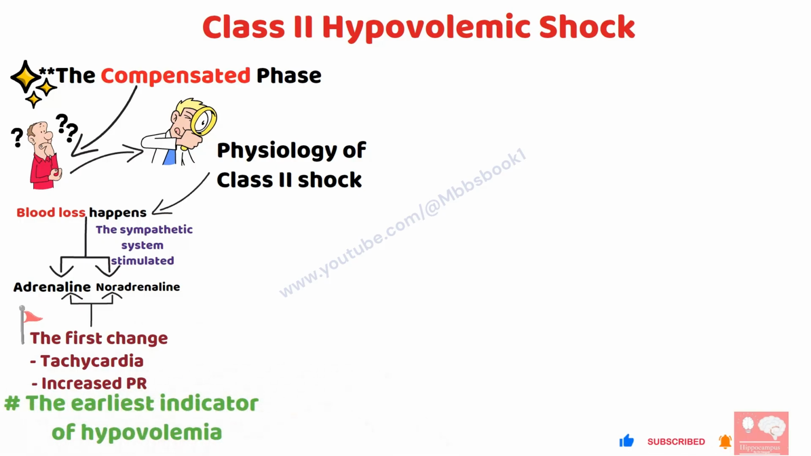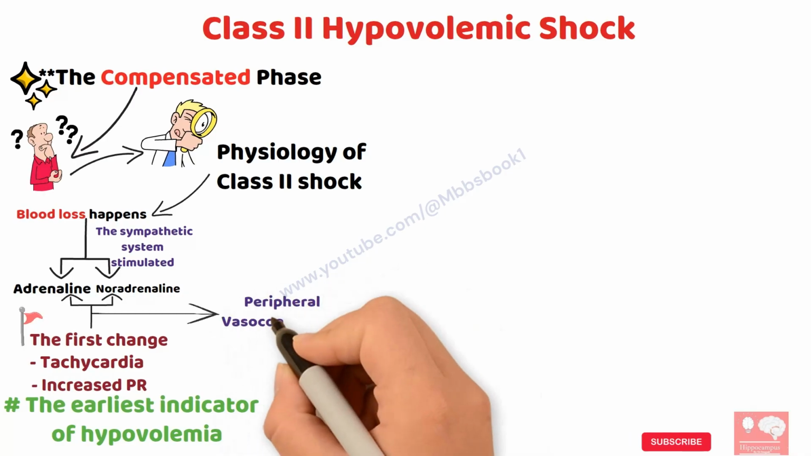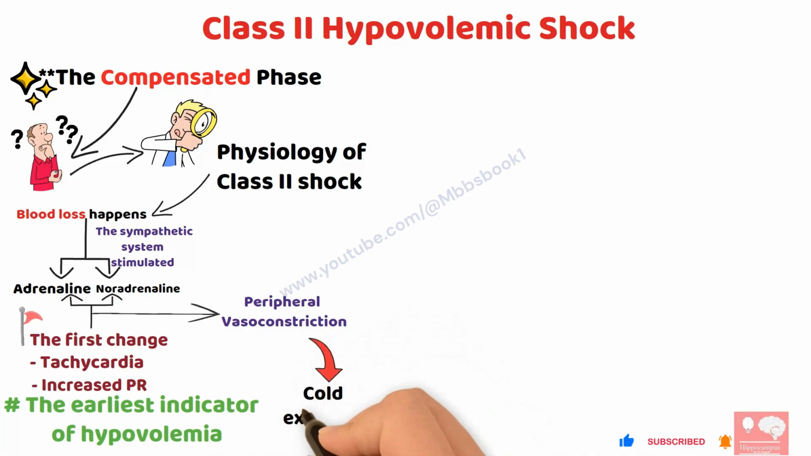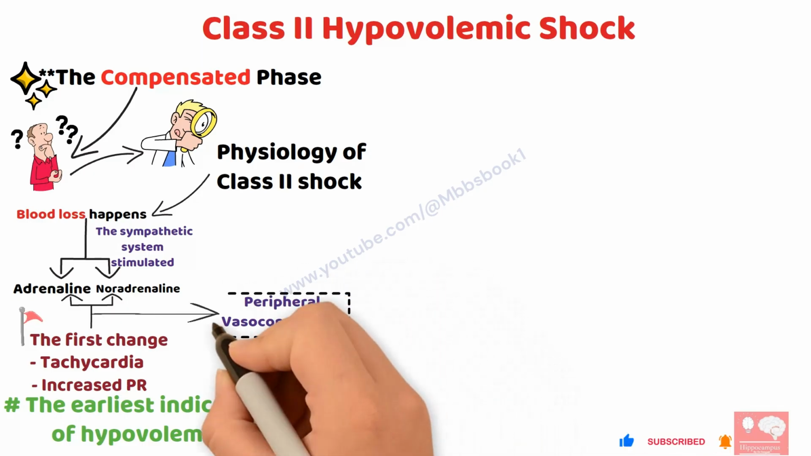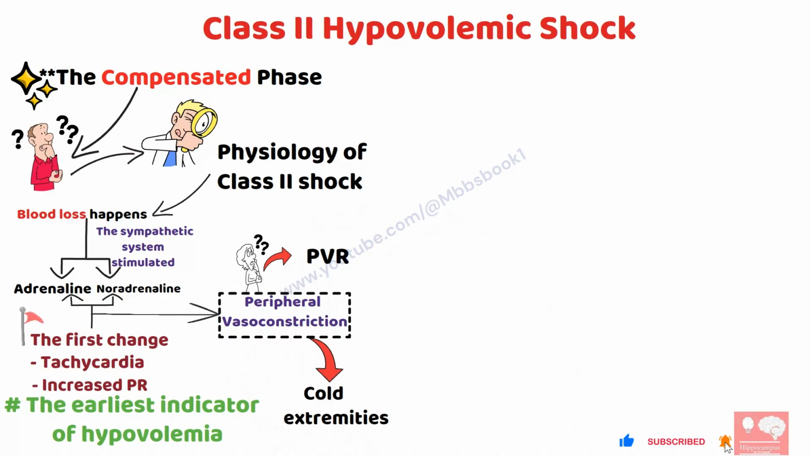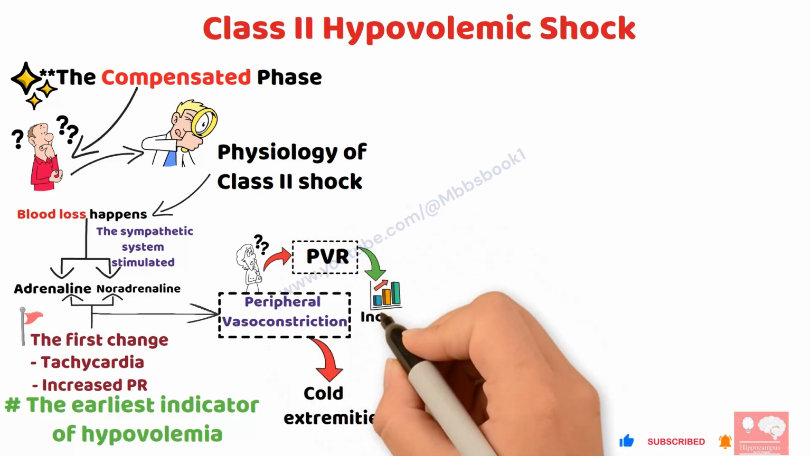Okay. Now, what else are adrenaline and noradrenaline going to do? They are also going to cause peripheral vasoconstriction. Now, when the peripheral vasoconstriction happens, the blood is not going to flow to the peripheries, and the peripheries are going to become cold. Now that the vessels constrict, what is going to happen to the peripheral vascular resistance? If you have a constricted vessel, there is more resistance to the flow of blood to the peripheries, right? Which is why blood is not going into the peripheries. So peripheral vasoconstriction will give rise to increased peripheral vascular resistance.